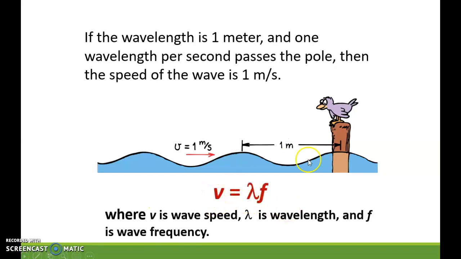This formula we introduced last cycle. I think it was one of the last 2 days of last cycle. I gave you a thing to fill out, and I think there were 3 problems you had to solve using the formula. V is the wave speed, velocity. This lambda stands for wavelength. It's a Greek symbol. And f is the wave frequency.